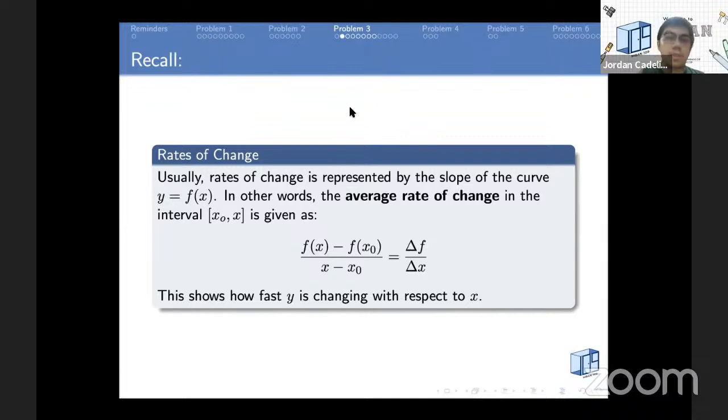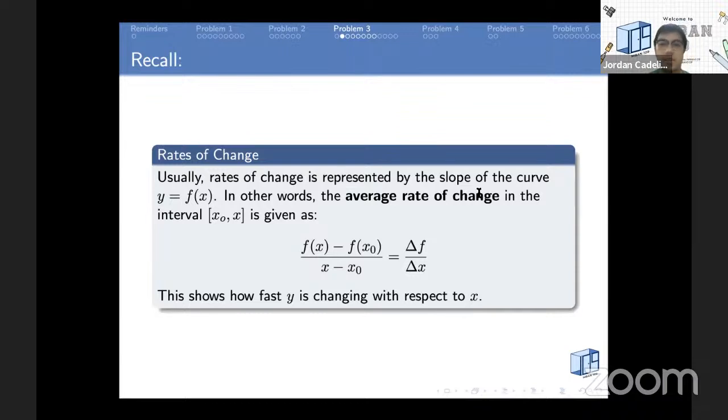So annotate ko ng saglit, how do we visualize this? So bale, kunwari meron kang isang curve dito, then let's say this is x0, tapos let's say this is x. So bale, kukunin lang natin yung slope nitong curve na to. So this is x0, then this is x. Then of course, yung values lang naman is fx0 tapos f of x. So kinuha lang talaga natin yung slope ng curve na nagko-connect sa dalawa. So we usually call this a secant curve. Then this shows how y changes, how fast y is changing with respect to x.